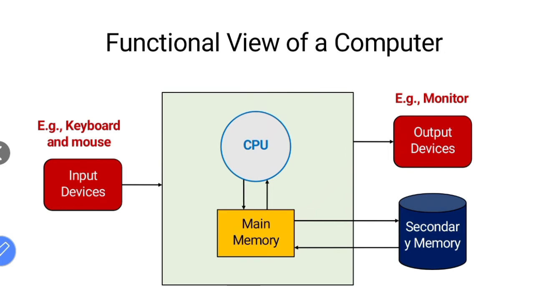So come to the point. By example, an input device is like a keyboard and mouse. The CPU and main memory are inside our cabinet, and secondary memory is the secondary storage where data is stored, and the monitor is our output device, or printer, or projector.